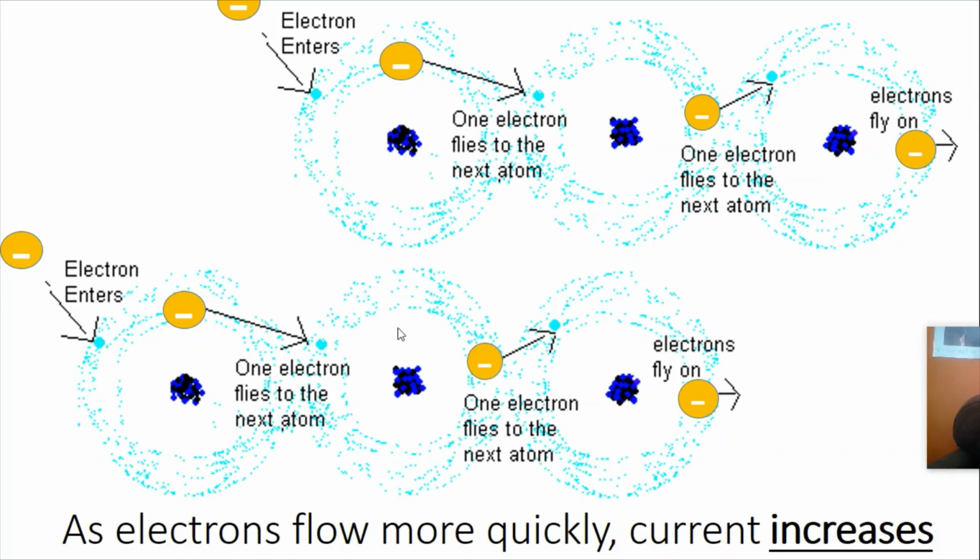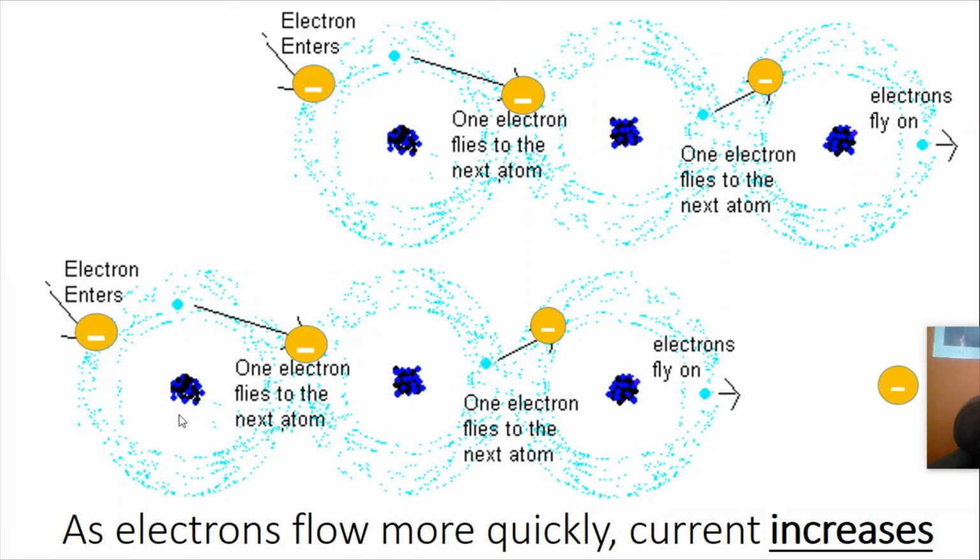So we have two visuals. The one further up, the electrons are flowing more slowly. And therefore, because they're flowing more slowly, there's less current in the model we're seeing above than the one below it. Here, the electrons are flowing more quickly, so there is more current.